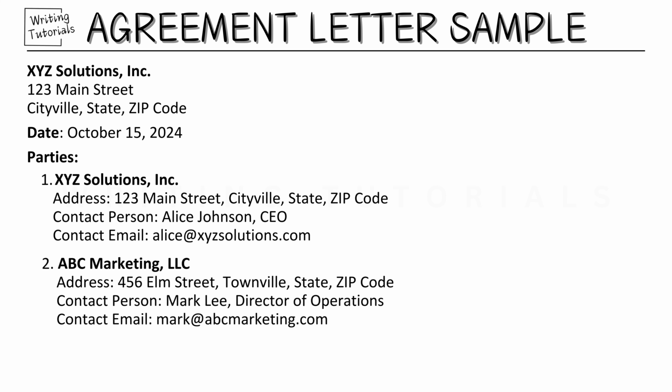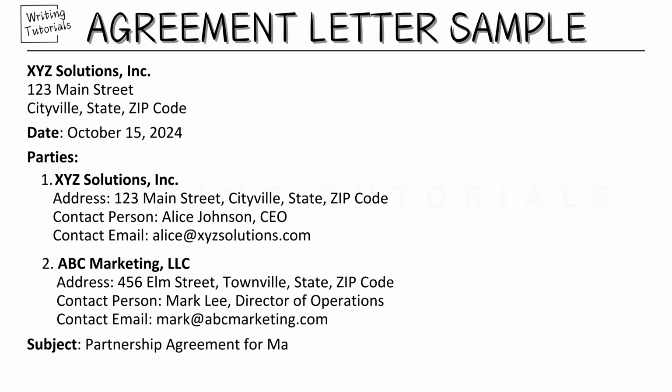Alright, once you've got the names and contacts sorted, you're ready to add a subject line. This should be a short title summarizing what the agreement is about. In our example, we went with Partnership Agreement for Marketing Services. This makes the purpose of the letter super clear from the beginning, so both sides know the main focus of the document before reading the details.